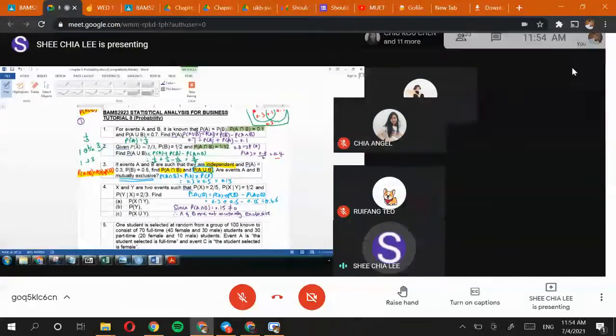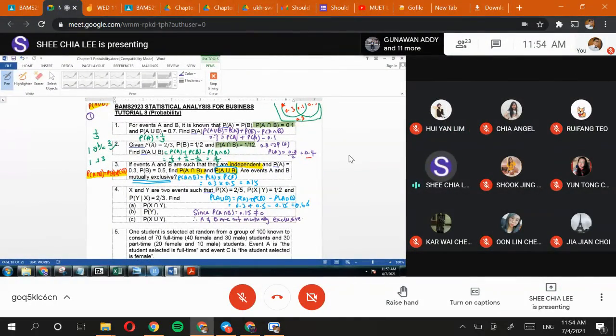Okay, I proceed. So remember the concept: if it is independent, then A intersect B will be probability A times probability B. For today, I'm not going to touch the dependent yet. I will just go through the independent one first.